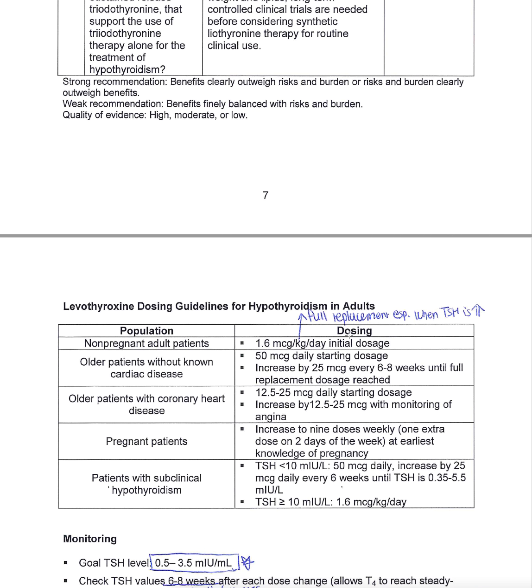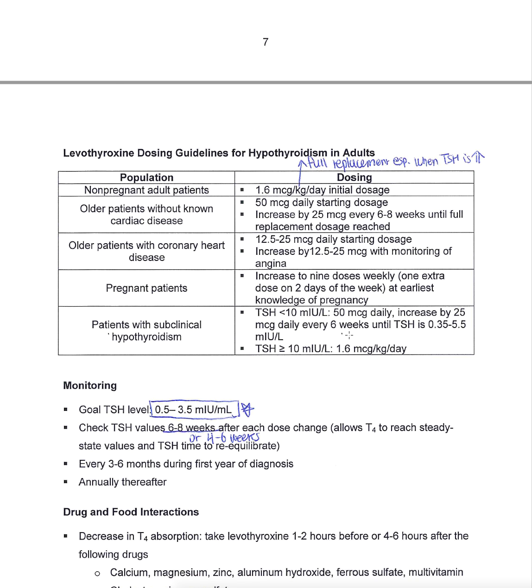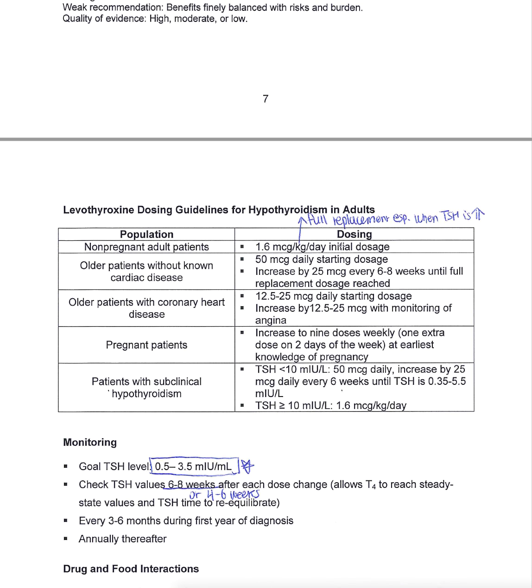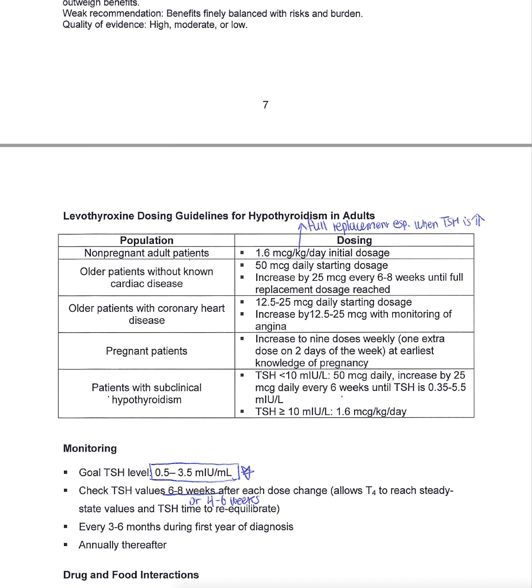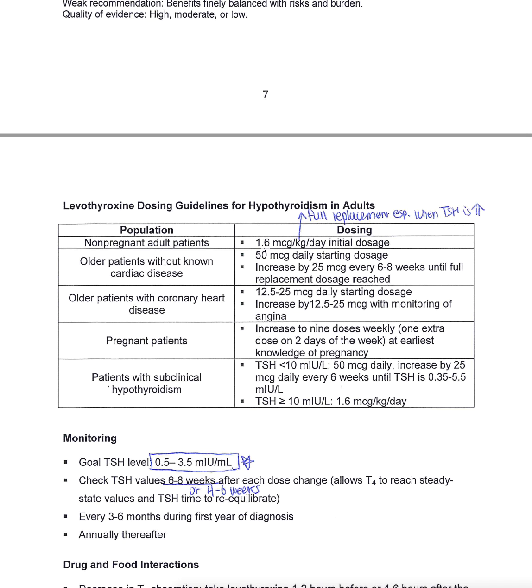All right, so let's go into the dosing. The guidelines say that for normal younger adult patients, full replacement is recommended, especially when their TSH is highly elevated, over 10 is usually what we indicate as highly elevated TSH. So the dosage can be 1.6 micrograms per kilo per day.